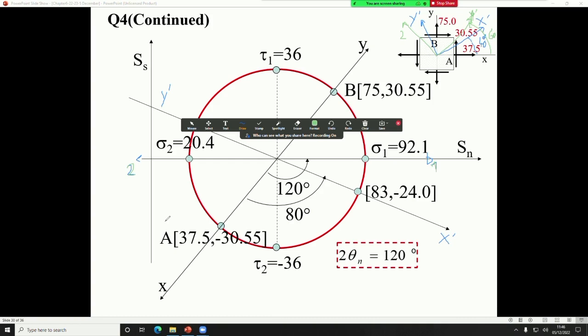So the angle between two planes, this is very important. If you're drawing Mohr's diagram, the angle between two planes on Mohr's diagram is twice the angle between the two planes on the physical element. Any question on this slide?